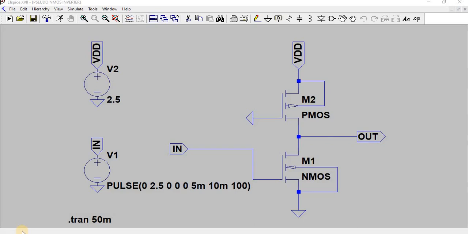Hello everyone. In this video we will see how we can design a pseudo NMOS inverter using LTspice. Basically, the pseudo NMOS inverter belongs to ratio logic. Usually we have designed static CMOS designs, where we require 2n transistors, but in ratio logic we will try to reduce the number of transistors. By means of the pseudo NMOS inverter we require n plus 1 transistors.